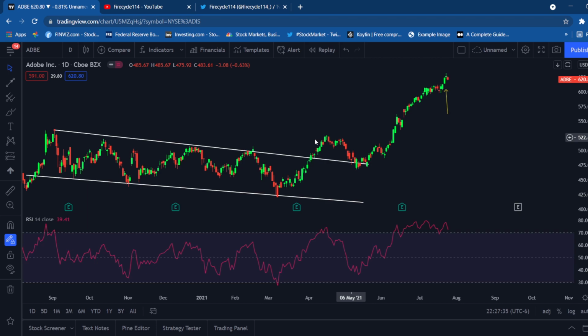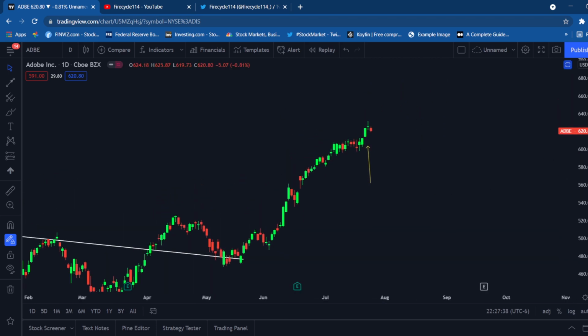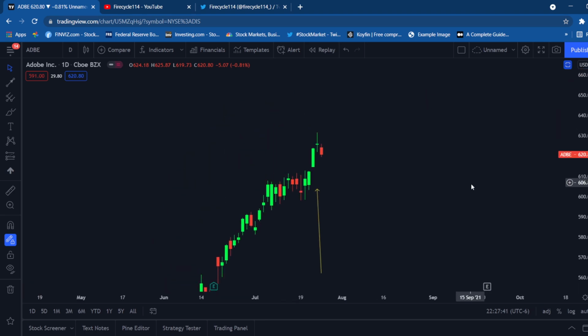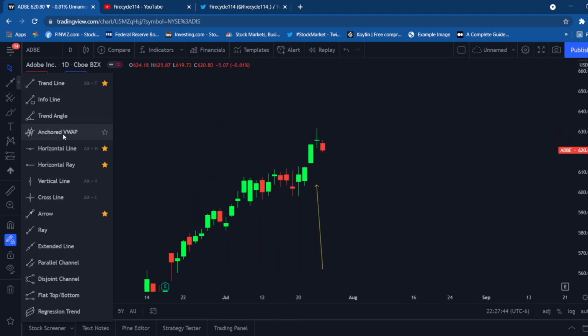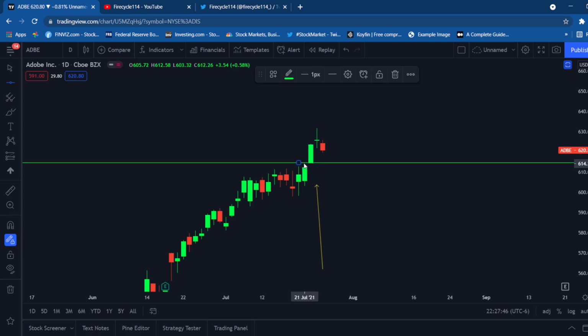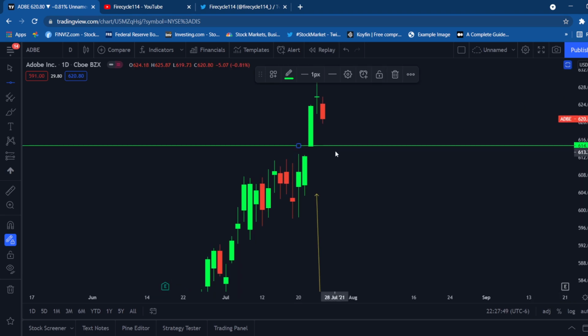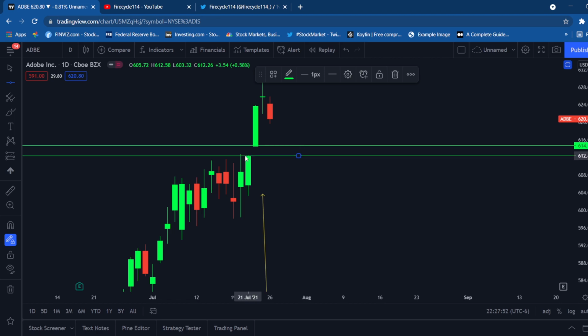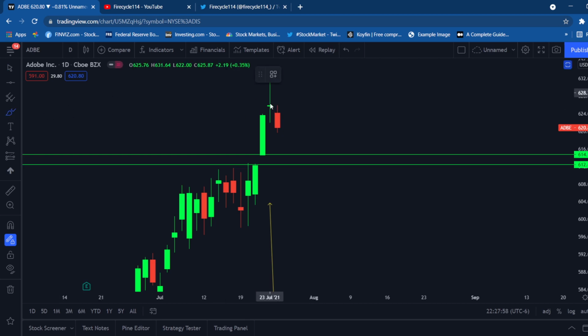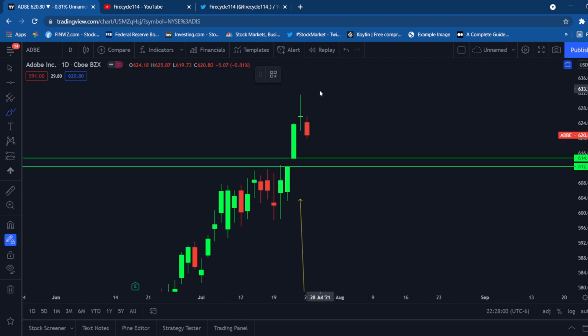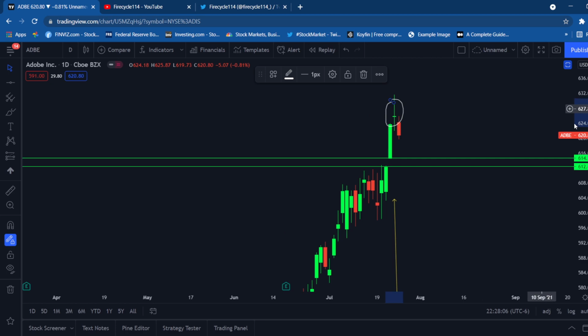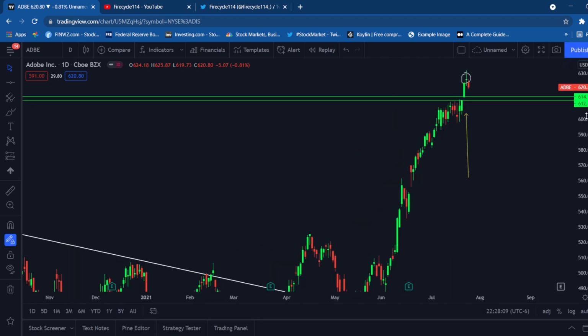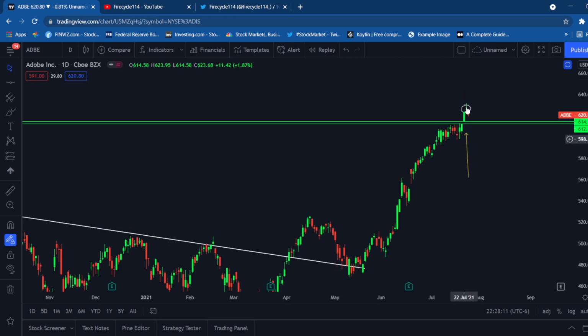Now, what is my entry? I'm going to be zooming back in. My entry, as always, will be right at the gap entry. So I'm looking at a horizontal line, right over here. Entry right at this gap level, and then our price target is right over here. Keep in mind that we have this nice doji right over here. If you guys don't know what a doji is, it shows a sign of trend reversal. We had a huge, massive run up on Adobe, and we closed off of this real nice doji, and then we have a nice gap to the downside.